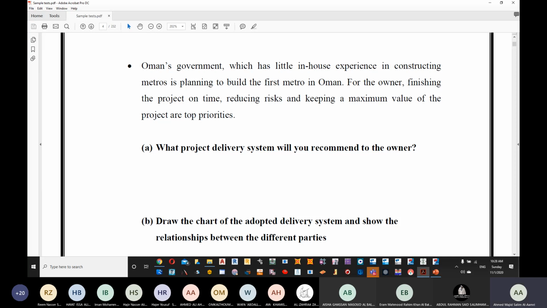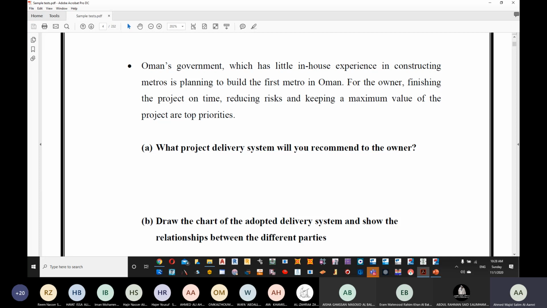Okay, I hope so. So here, if you see, by saying reducing risks, then you cannot choose design build. If you are going for reducing risk, you cannot go for design build. Why? Because we said in design build the maximum risks are there.